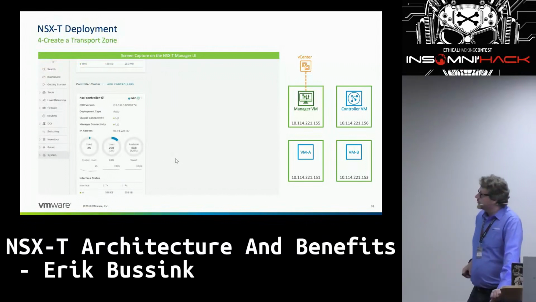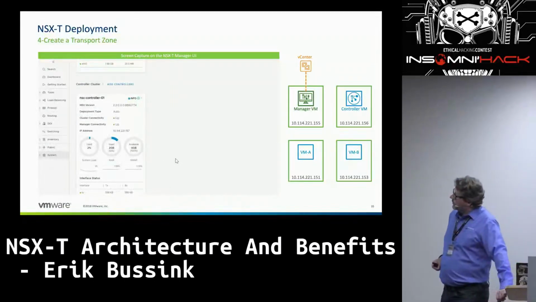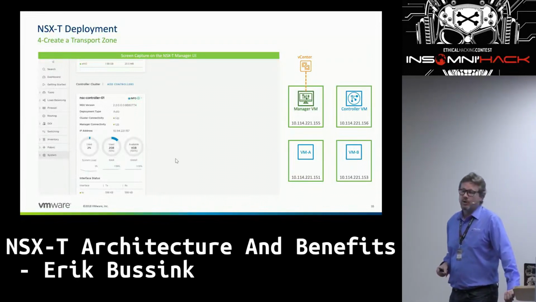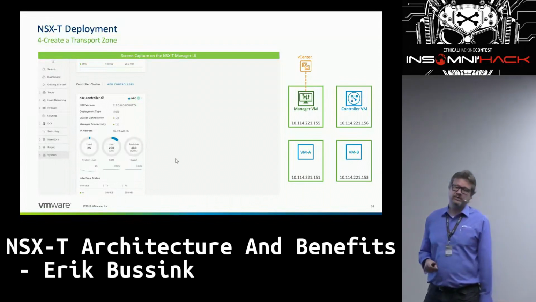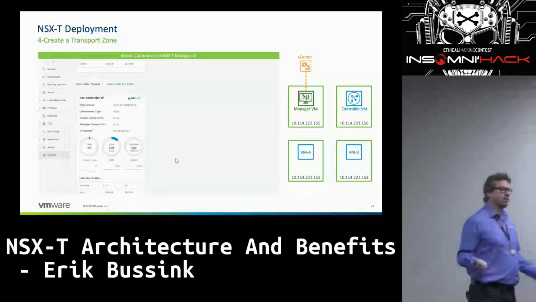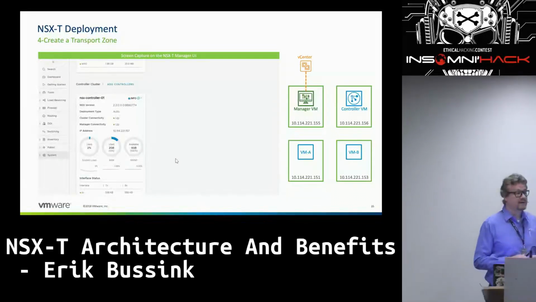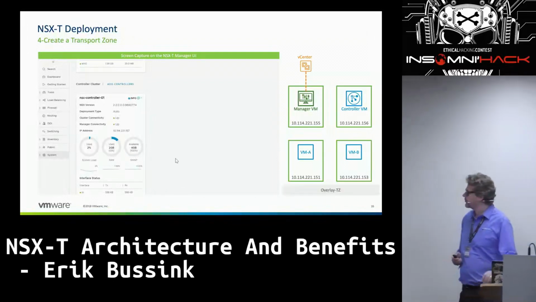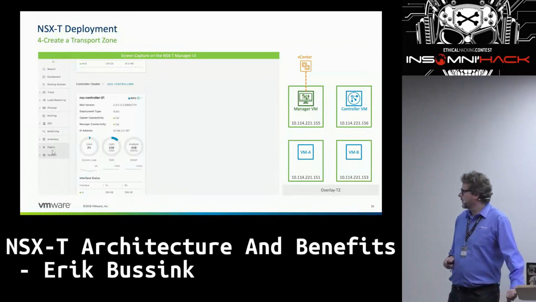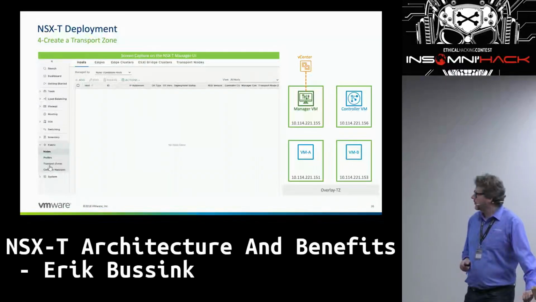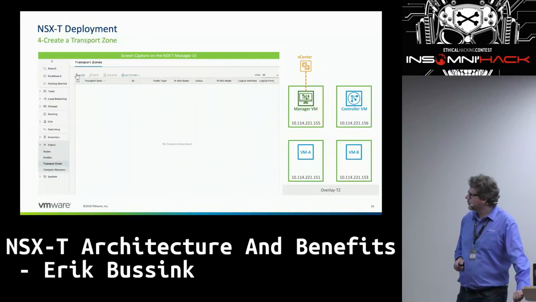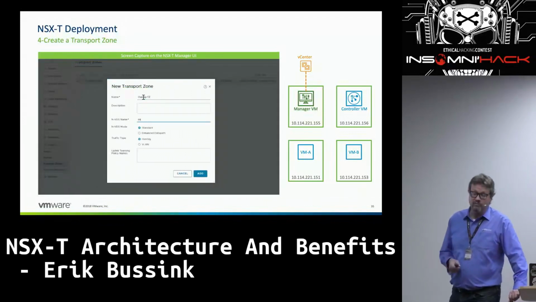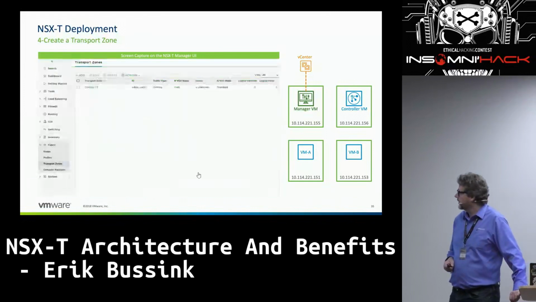Right. So now we're going to create a transport zone. The transport zone is the way the different hosts will communicate. We'll create an overlay transport zone. So all the hosts that are part of this overlay transport zone will be able to communicate. So in the fabric, we're going to go to transport zone. We're going to create one. We'll call it overlay transport zone, TZ.